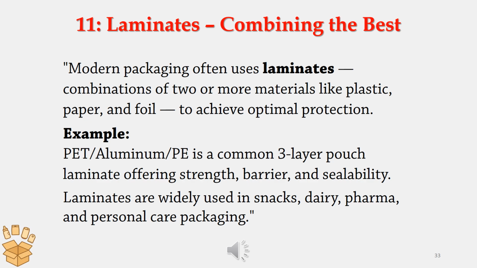Example, PET aluminum PE is a common 3-layer pouch. Laminate offering strength, barrier and sealability. Laminates are widely used in snacks, dairy, pharma and personal care packaging.